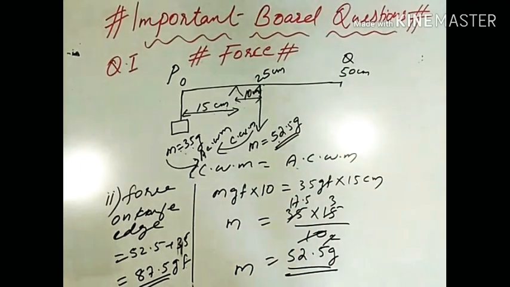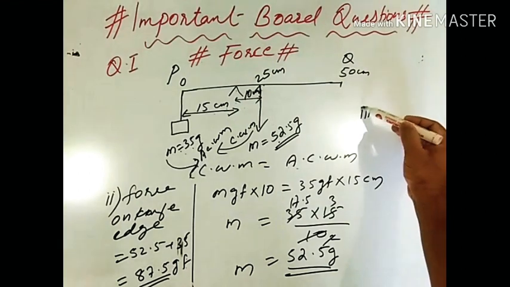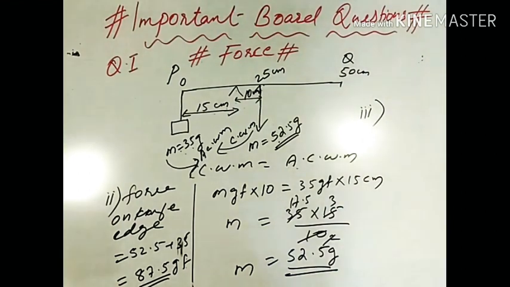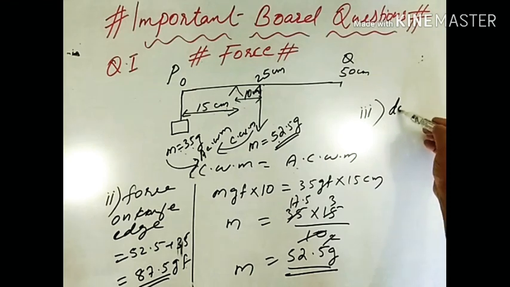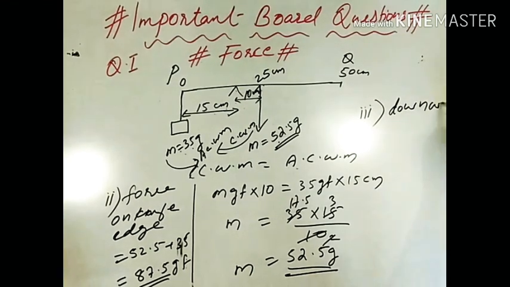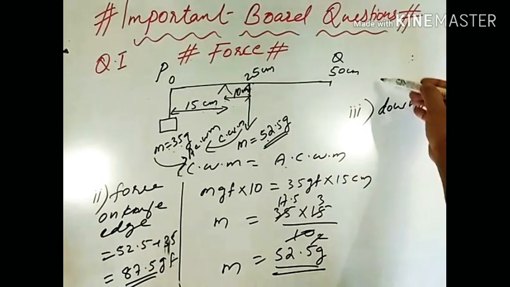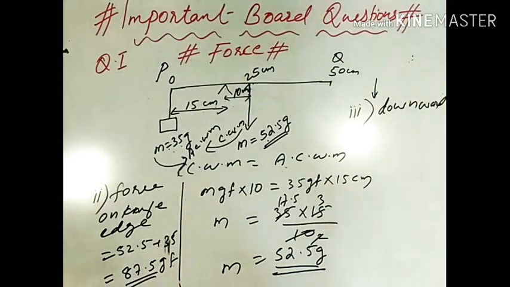Now the third question I'm writing here. The third part of the question: state the direction in which the force on the knife edge acts. Of course the force is nothing but the weight. The weight is always acting downwards, towards the center of the earth. So we can write the force is acting vertically downward, in the downward direction.